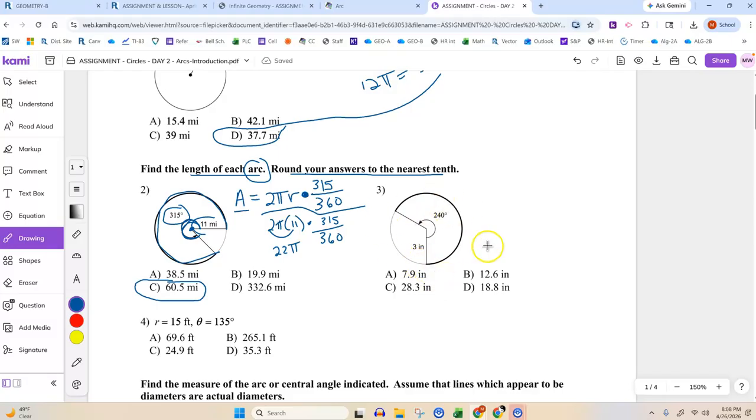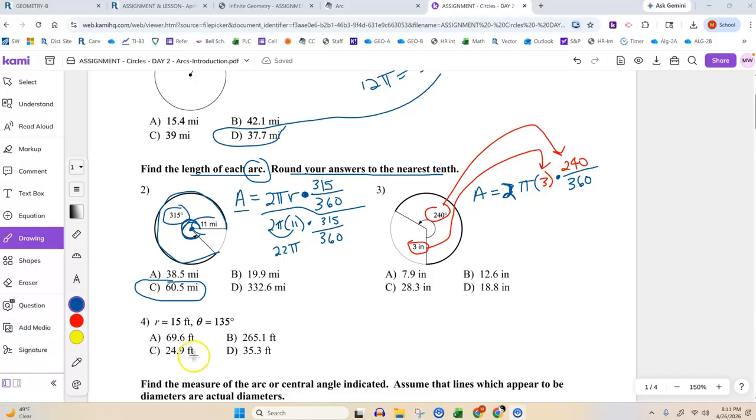So if you want, you can try number 3 and pause the video, see if you understand how to get it, and then you can come back and I will show you how to do it. Okay, if you were doing it yourself, this is the setup you should have gotten. It should be 2 pi times radius, which in this case is 3, and the arc is 240 degrees, so it's times 240 over 360. If you've got that, you can put it in your calculator and come back. If you did that correctly, I show B as the answer. If you get something different, please ask me about that.